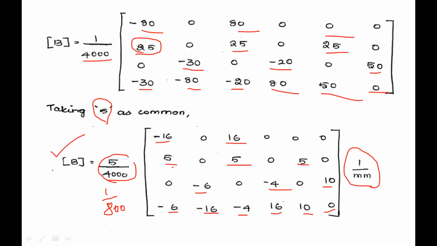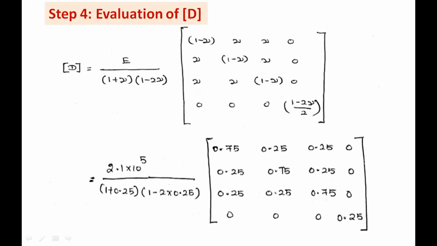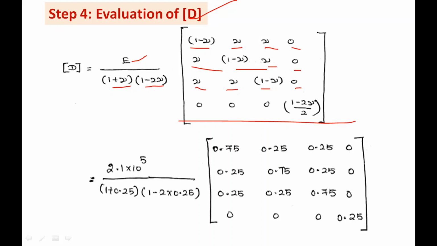Next we have to find the D matrix, the material matrix. Evaluation of D. For the axisymmetric problem, the D matrix is again a 4 by 4 matrix: E divided by 1 plus nu, 1 minus 2 nu, times 1 minus nu, nu, nu, 0. Here nu, 1 minus nu, nu, 0, nu, nu, 1 minus nu, 0, then 0, 0, 0, 1 minus 2 nu by 2.